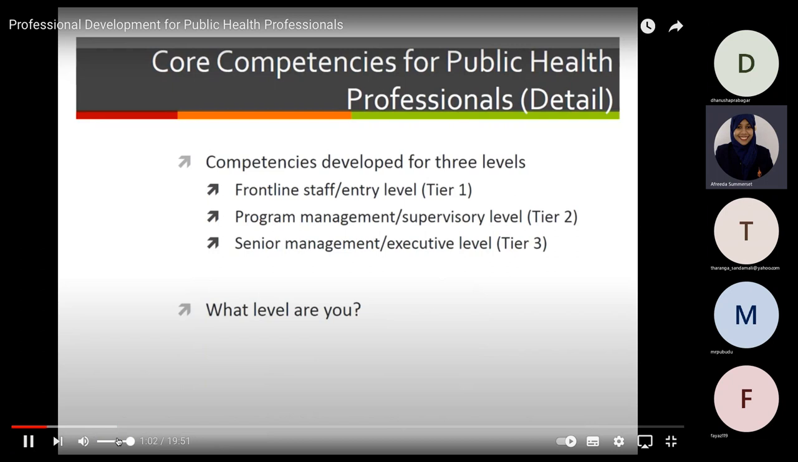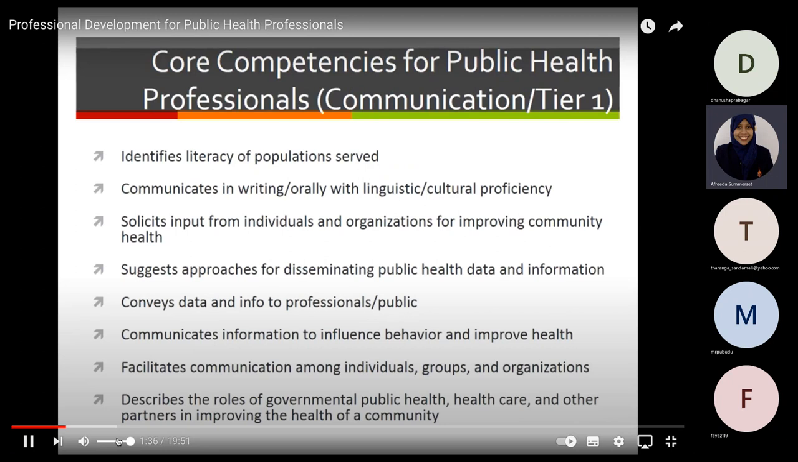So tier one is for frontline staff or entry-level staff. Tier two is for program management or supervisor staff. And tier three is for senior and executive staff. Many of you may be at the frontline staff or entry level, especially if you started this educational program with little work experience in the field of public health. For those of you who have had a moderate level of work experience in public health, you may be at tier two, and some of you could be at tier three. So figure out what tier you are, then go to the website and take a look at what the core competencies are at each level.